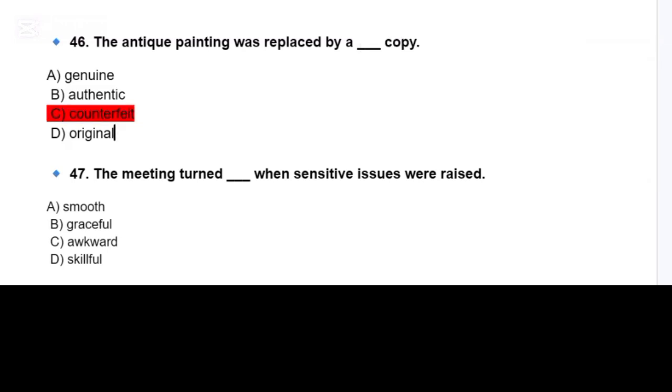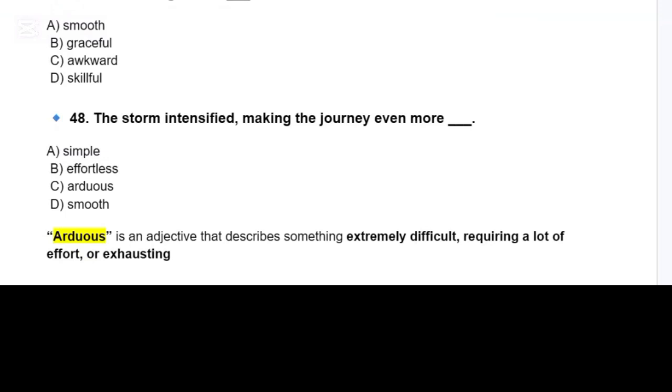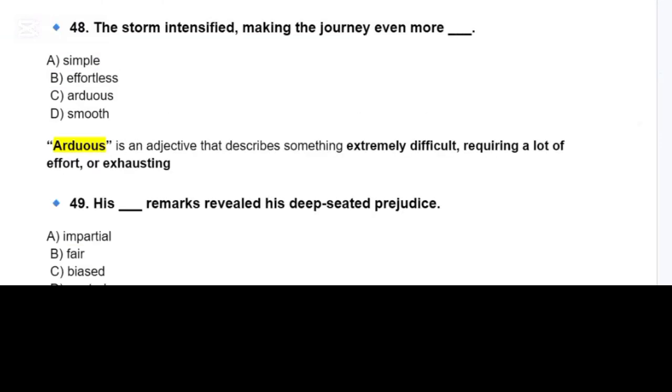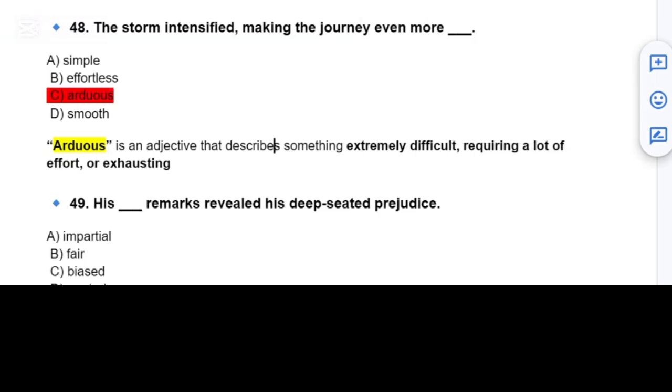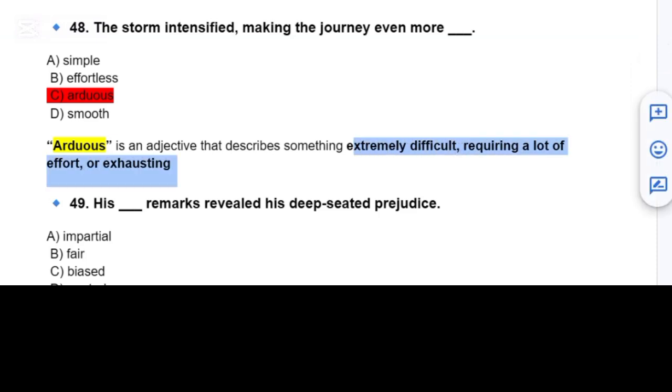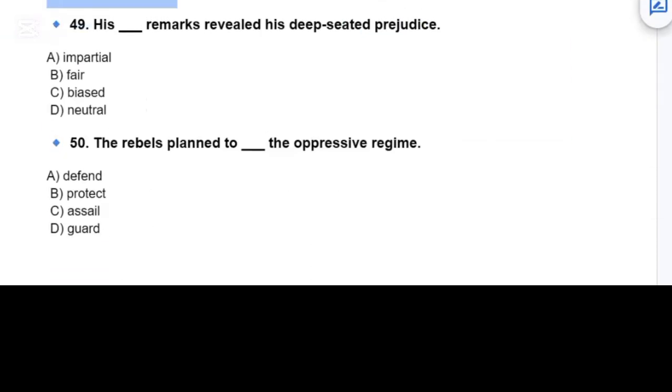The meeting turned dash when sensitive issues were raised. The meeting turned smooth, graceful, awkward, or skillful. No, awkward is the correct option because sensitive issues were being discussed. The storm intensified, making the journey even more simple, effortless, arduous, or smooth. So arduous here is correct because it was a stormy time. Arduous means something extremely difficult, requiring a lot of effort or exhausting.